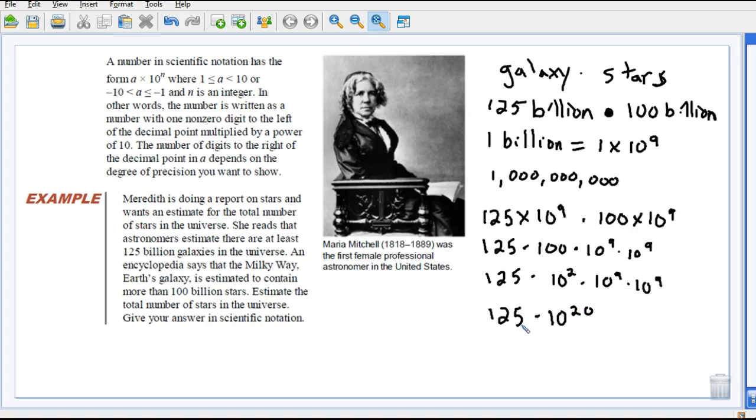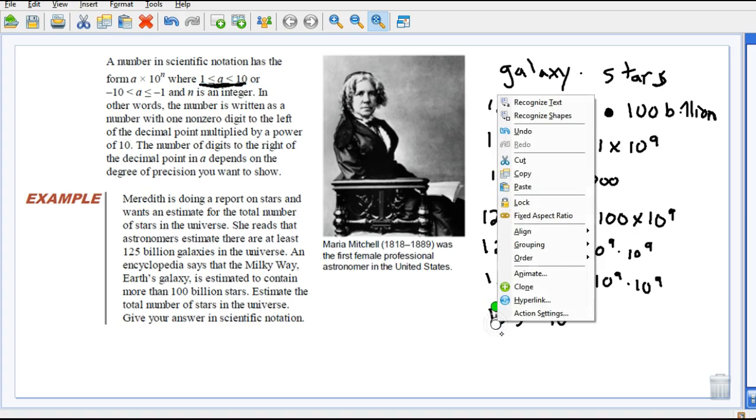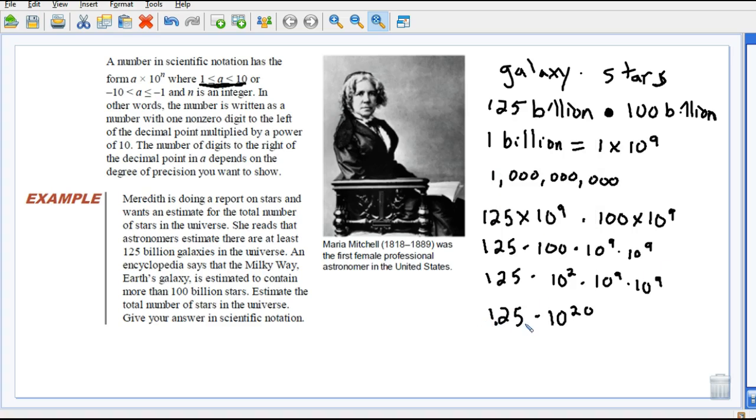So now I can write this in scientific notation, right? It's all done, isn't it? No, it's not. Remember, that number has to be in between 1 and 10. So that means I need the decimal point to be right there. Since it is here, I need to move it 2 spots over, right? So I'm making this number 1.25.